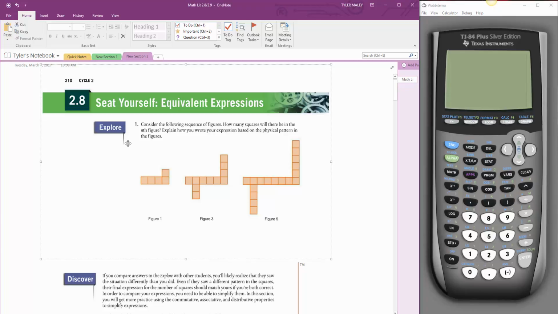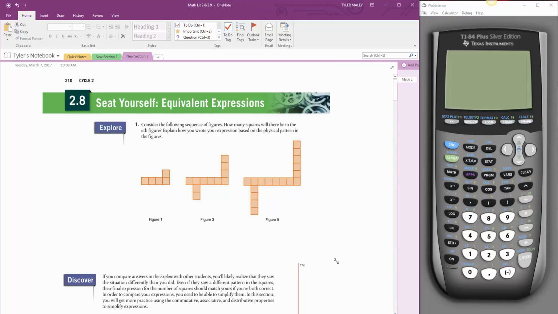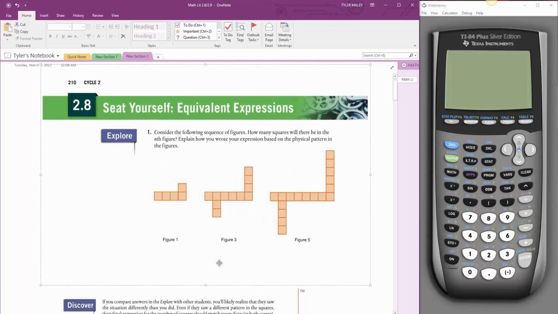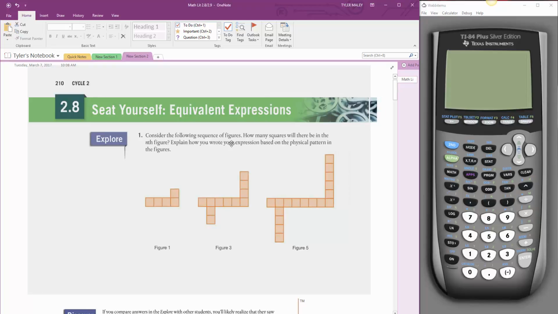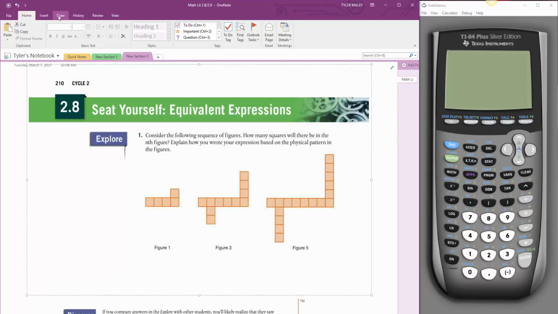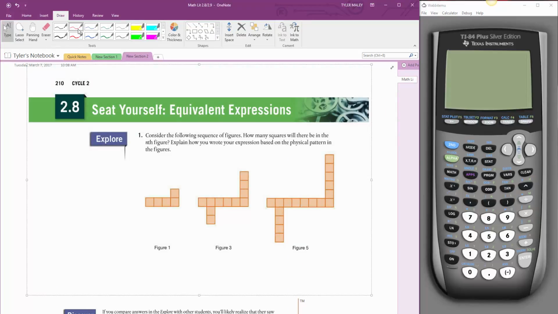So with Explore, it says consider the following sequence of figures. How many squares will be there in the nth figure? Explain how you wrote your expression based on the physical pattern in the figures. Right. So we're looking at these three figures. We're given figure 1, figure 3, and figure 5, and we're trying to see how these are related. So we're trying to figure out a pattern here, right? We have some experience with pattern recognition from some previous sections.